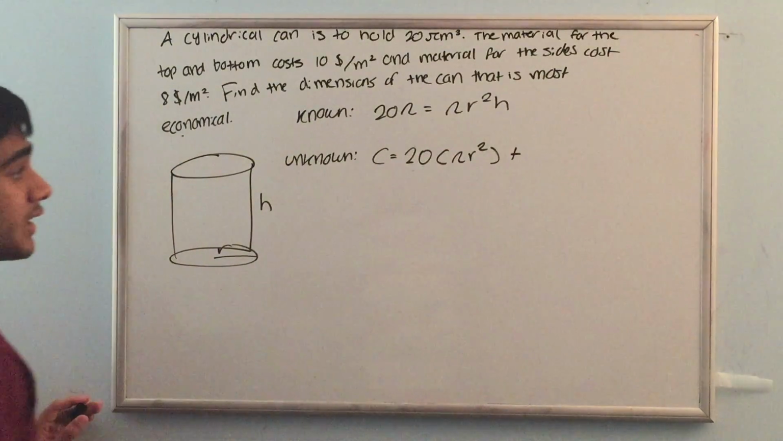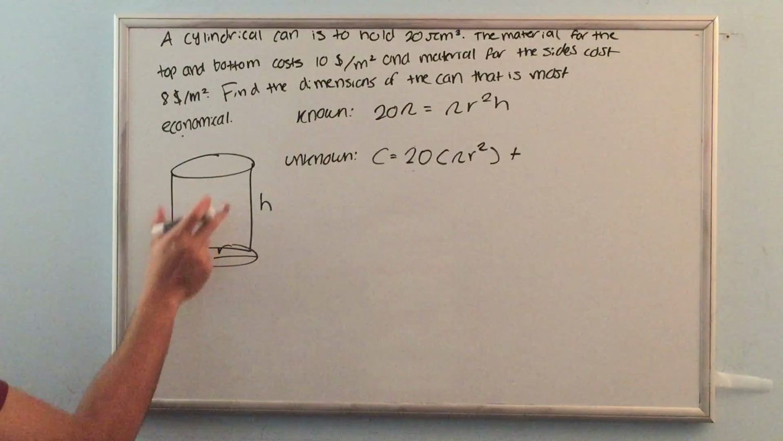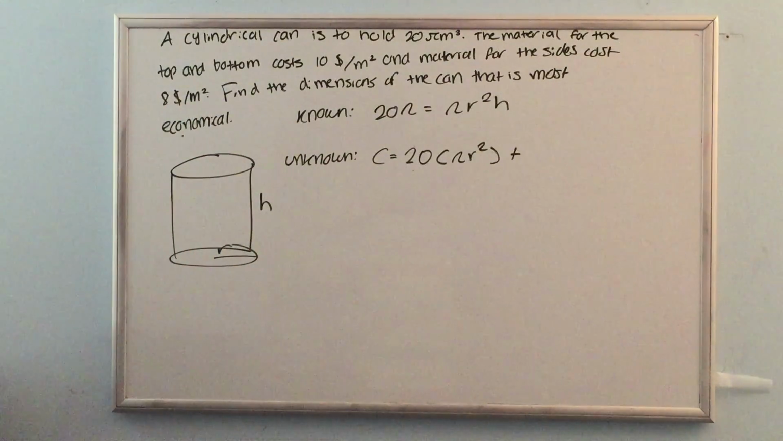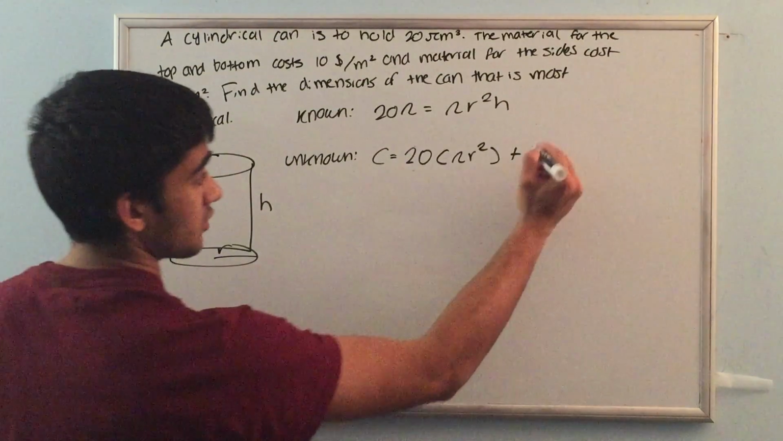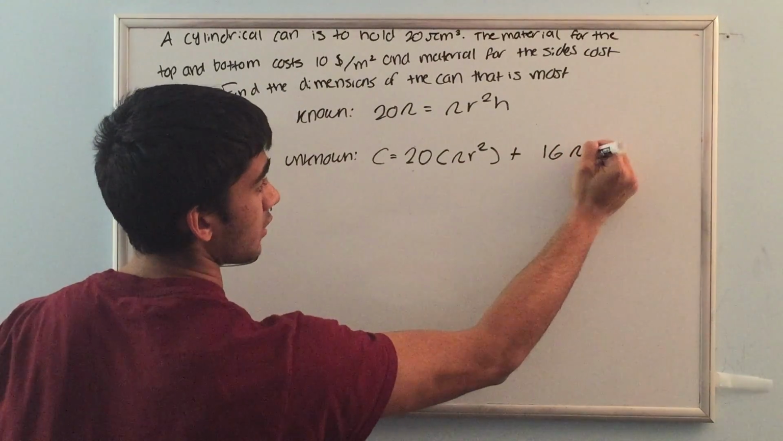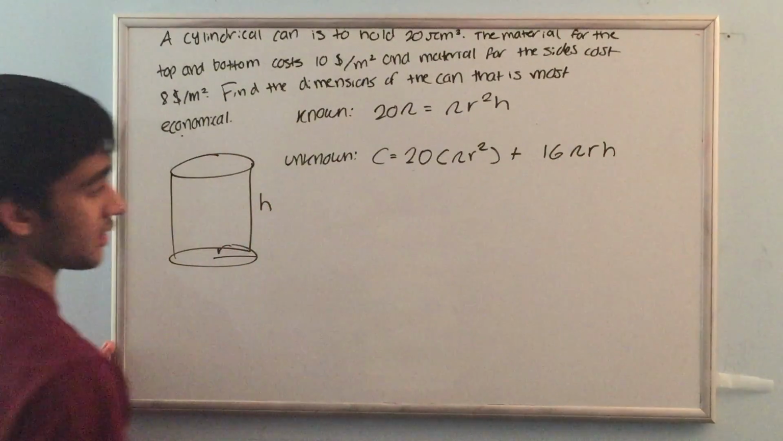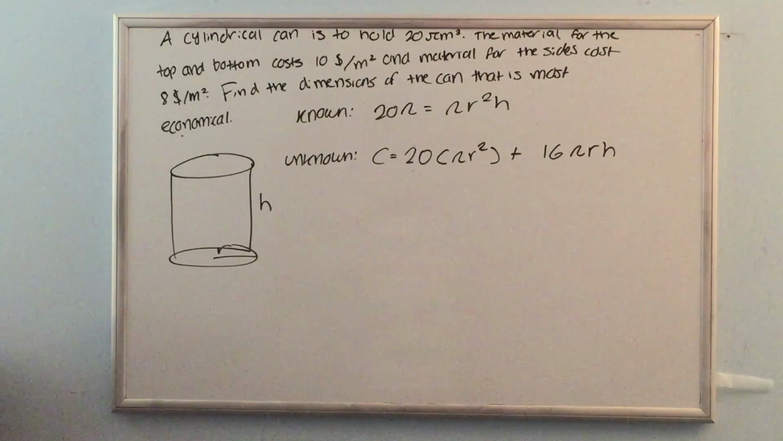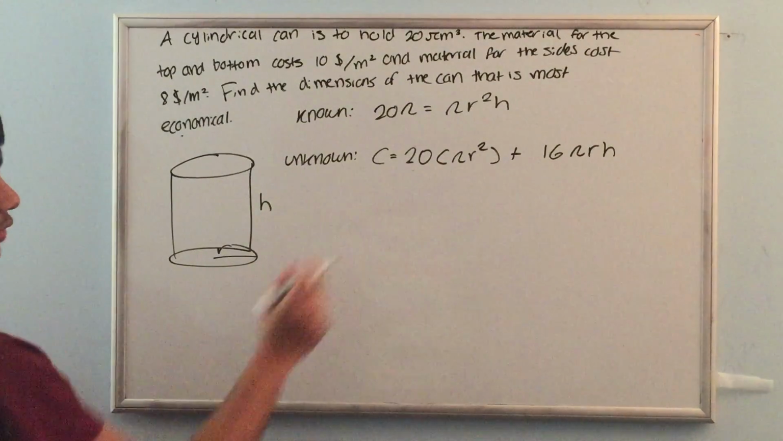Plus, we need to find the area of the thing in the middle, multiplied by the cost of 8. The area of the thing in the middle is 2 pi r h, so we need to multiply that by 8. So that gives us 16 times pi r h, right? Because 8 times 2 is 16. So 8 times 2 pi r h will give us 16 pi r h. So that is our unknown equation.